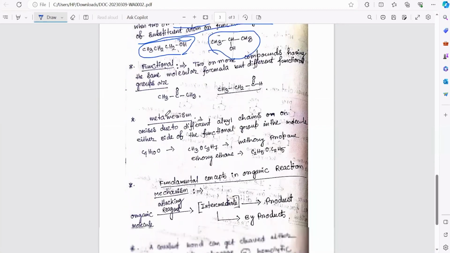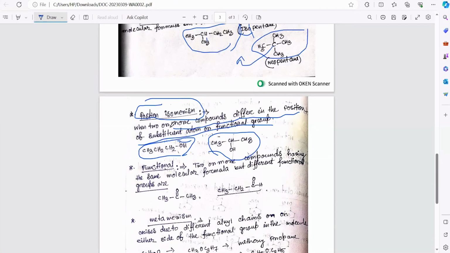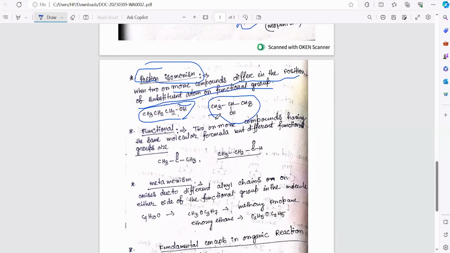So what is functional isomerism? Functional isomerism is when two or more compounds have the same molecular formula but different functional groups. In the previous case, the compounds differ in the position of the functional group, but here the compounds have the same molecular formula but a different functional group.